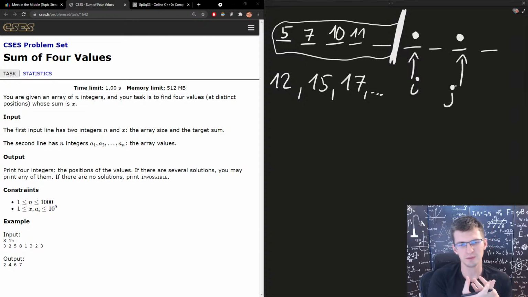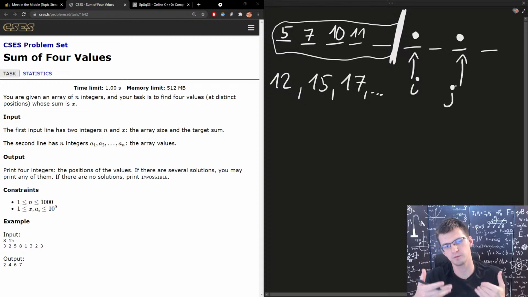So meet in the middle was here just about saying that instead of quadruples of elements, I want to focus on pairs. And now, very related to this particular problem is how to exactly do it.